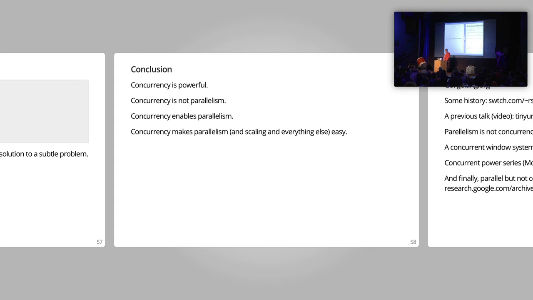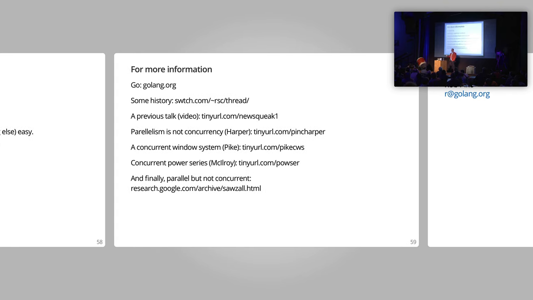So if you want to read more, there's a bunch of links here. Golang.org has everything about Go you want to know. There's a nice history paper that Russ put together that's linked there. I gave a talk a few years ago that led up to us actually doing Go, which you might find interesting. Bob Harper at CMU has a really nice blog posting called Parallelism is Not Concurrency, which is very similar to the idea that concurrency is not parallelism, but not quite. And then there's a couple of other things. The most surprising thing on this is the concurrent power series work that Doug McIlroy, my old boss at Bell Labs, did, which is an amazing, amazing paper.